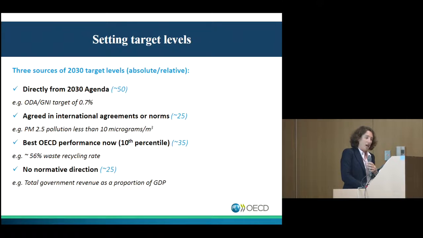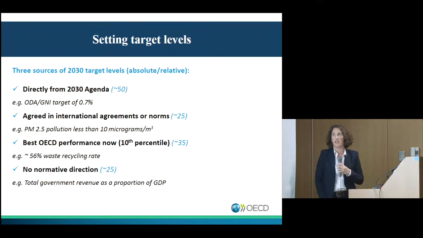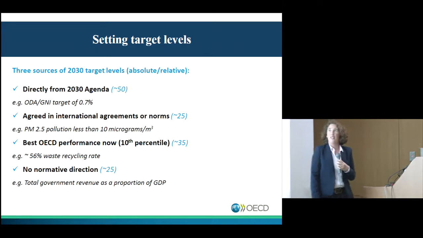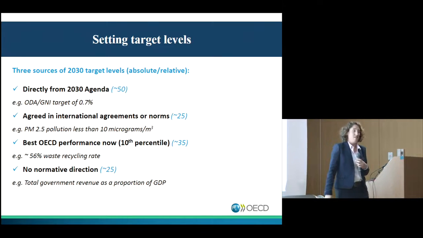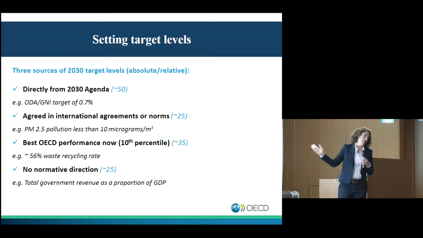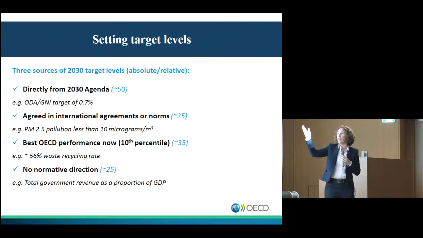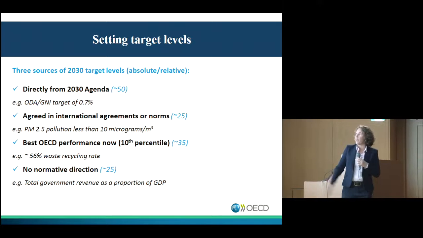So after choosing the indicators using both the UN Global Database and the OECD data available, we have to set the targets. So how did we set the targets in our study? We used 3 sources of targets. So first, the easy one is when there's an explicit target in the agenda. So for example, the agenda actually stipulates what the level of official development assistance should be, which is 0.7% of GNI, gross national income.